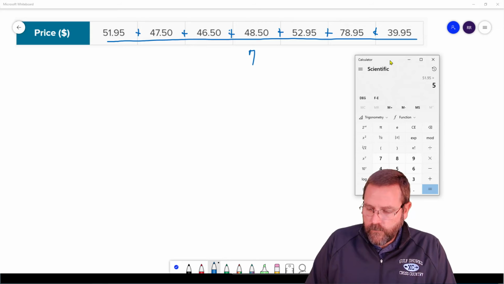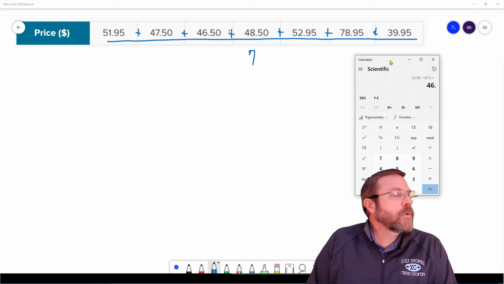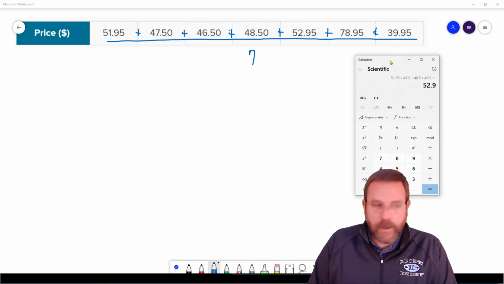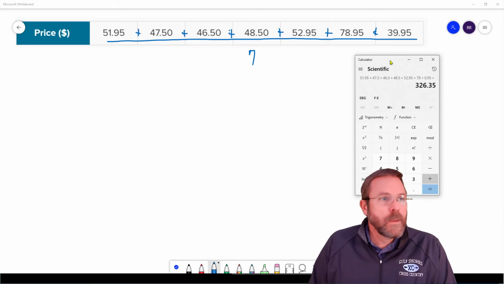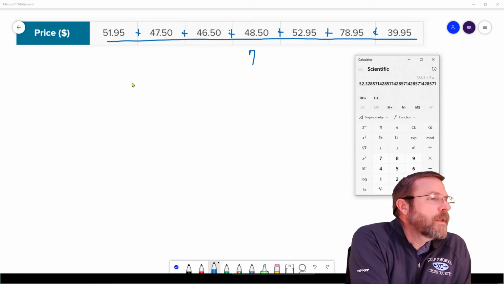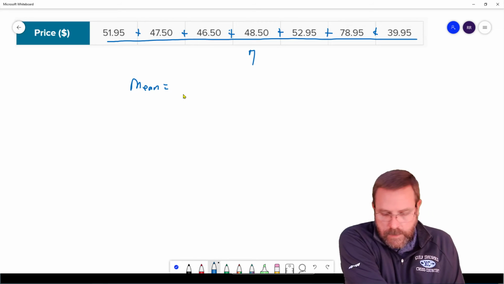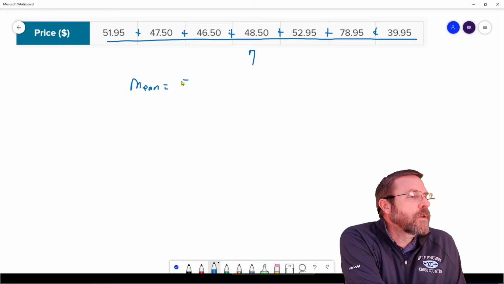51.95 plus 47.5 plus 46.5 plus 48.5 plus 52.95 plus 78. Oh, missed a 0.95 in there. And then plus 39.95. We're going to divide all that by 7, and if I did my math right, that means the mean rounded to the nearest tenth is going to give me 52.3. And that is, of course, with the outlier.